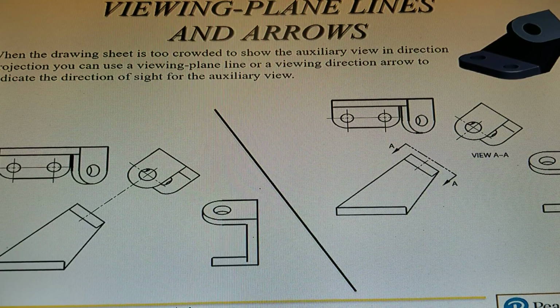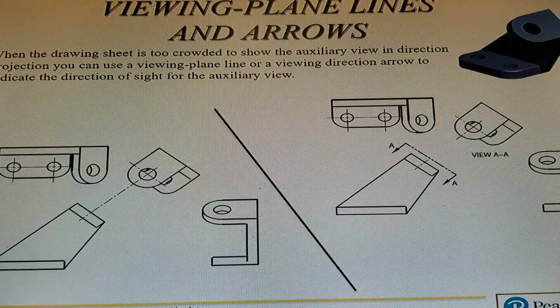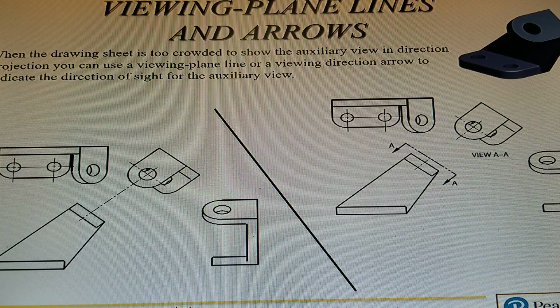Viewing plane lines and arrows. When the drawing sheet is too crowded to show the auxiliary view in direction of projection, you can use a viewing plane line or a viewing plane direction arrow to indicate the direction of sight for the auxiliary view. So you have your drawing on the left, and then you come over here, and basically, it's not an auxiliary view per se.